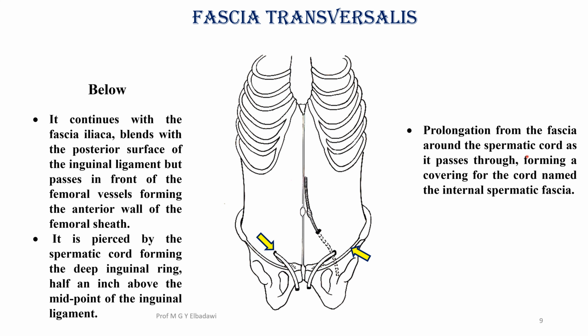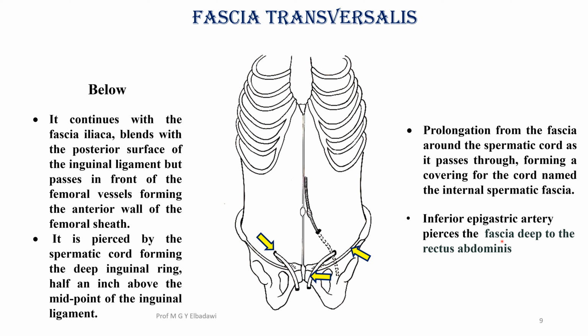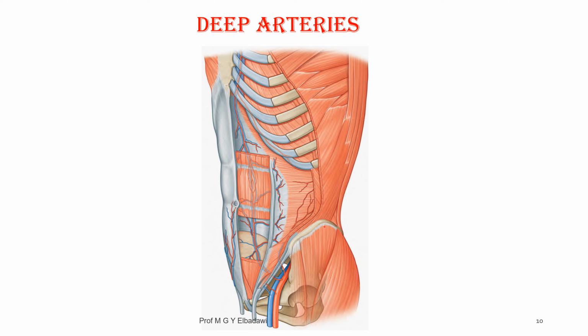And the prolongation from that fascia at that point surrounds the spermatic cord and passes through, forming what we call the internal spermatic fascia. The inferior epigastric artery can be seen here, piercing the fascia deep to the rectus abdominis to reach the rectus sheath, where it will pass in front of the arcuate ligament.